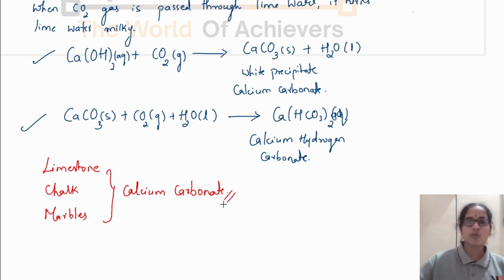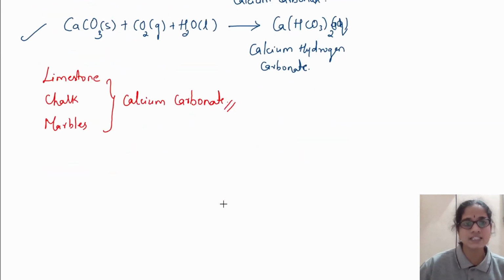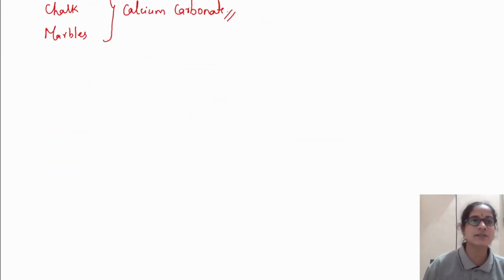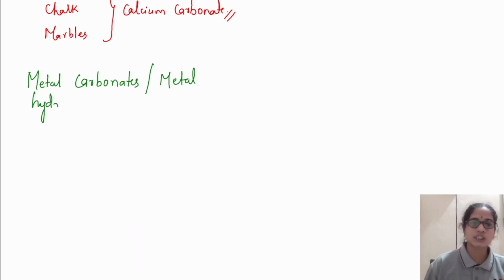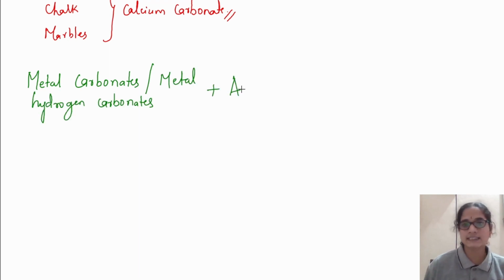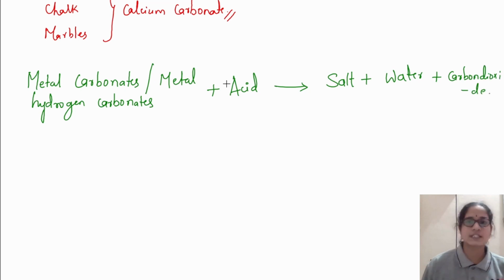Okay. So overall what we have learned here is the reaction of metal carbonates and metal hydrogen carbonates with acids. So I can generalize the equation as: metal carbonates or metal hydrogen carbonates react with acid to form salt, water, and carbon dioxide. Yes, this is a general equation. If you remember this general equation, then you will be easily able to write the equation.